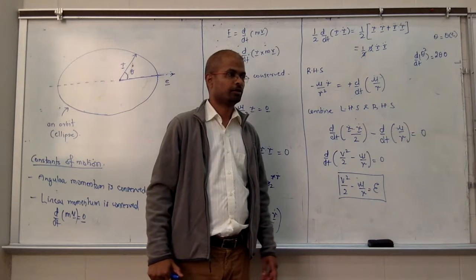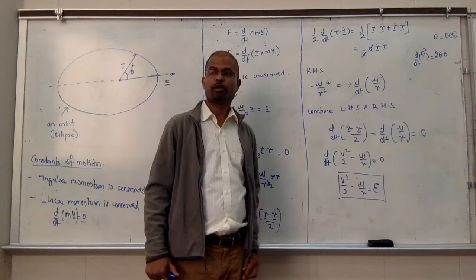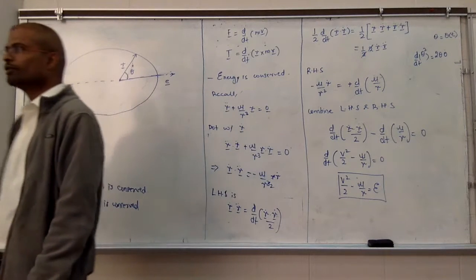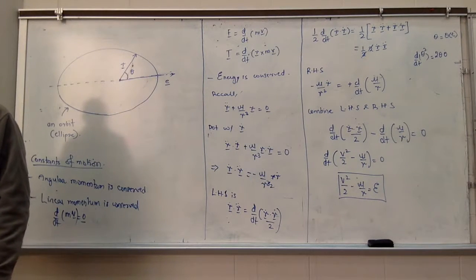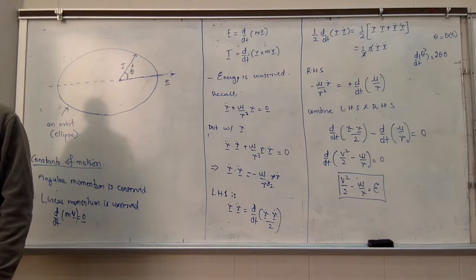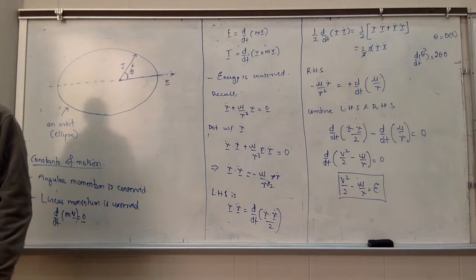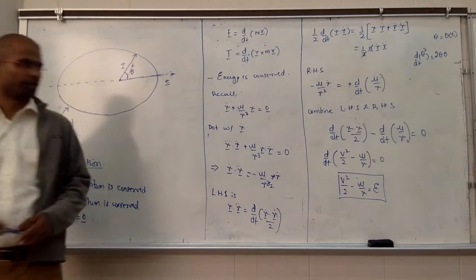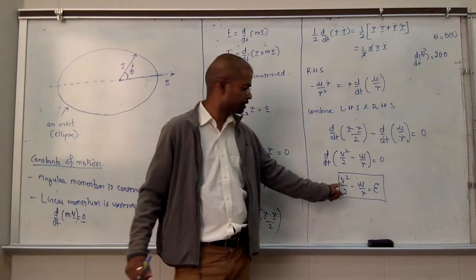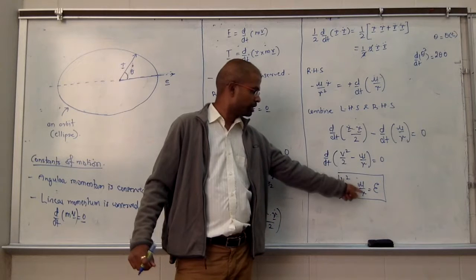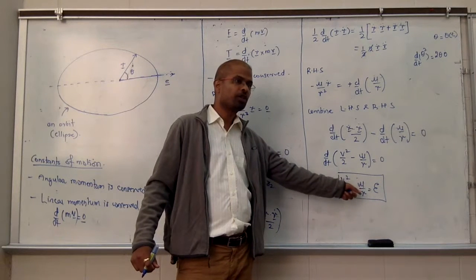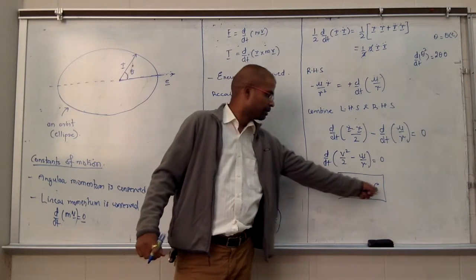What is v square over 2? It is kinetic energy. It's specific kinetic energy. Half mv square is kinetic energy. If it is per unit mass, it's just like specific angular momentum. So this is the specific kinetic energy. This is the specific potential energy. This is the total energy.